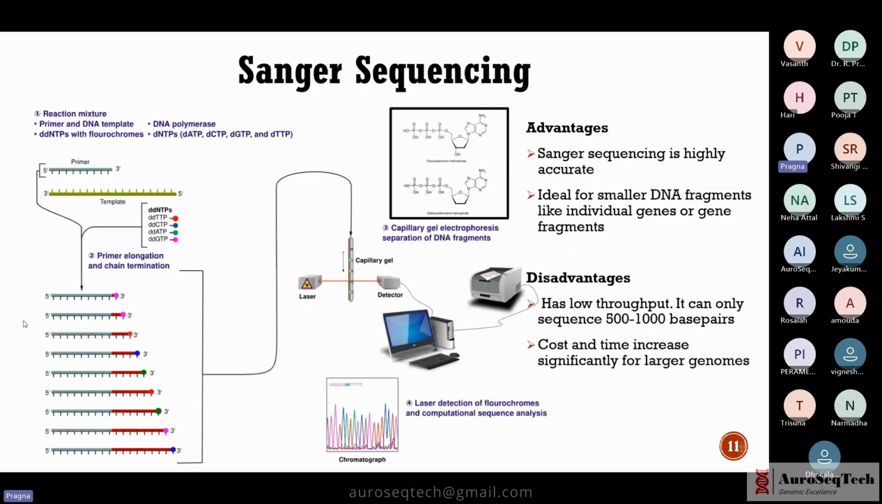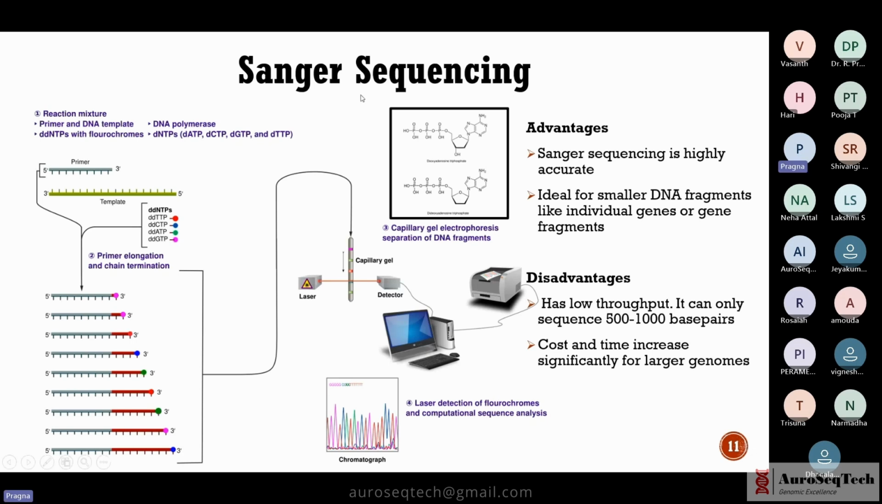Coming to the Sanger sequencing process, it starts with a reaction mixture that has DNA template, primer, DNA polymerase, then dNTPs and ddNTPs with fluorochromes. So first, let's understand this terminology. The DNA template is nothing but the DNA that you want to sequence.